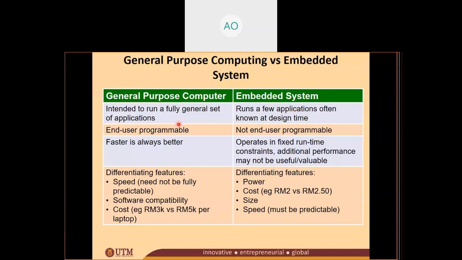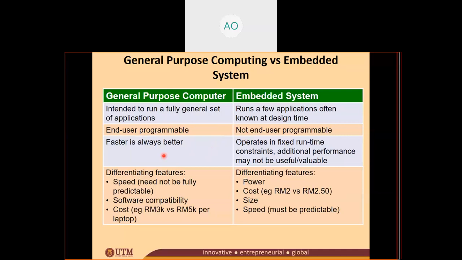Okay, the general purpose computer is end user programmable, as I mentioned earlier. It means that if you're going to watch a video, you can install a movie player. If you're going to watch TV, for example, you can browse to the online TV, or install AstroGo to watch TV. So it is end user programmable. You can reprogram your computer. But an embedded system is not end user programmable. You cannot add another function to that embedded system.